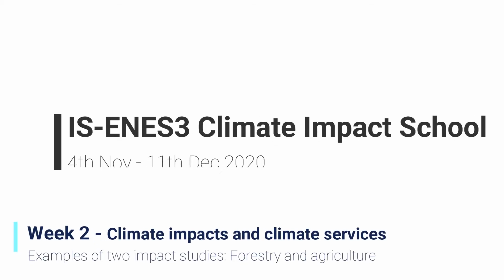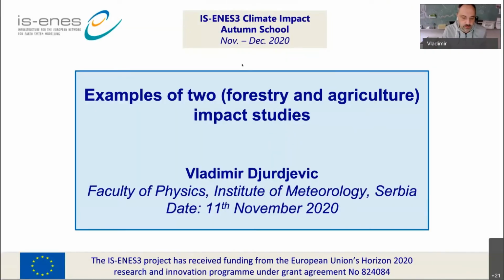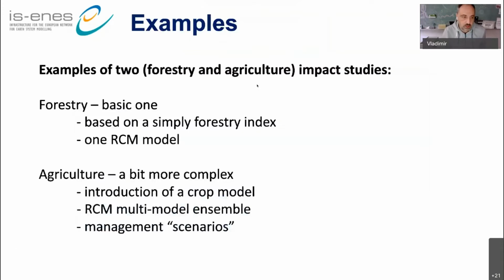Okay, I will just give you simple examples about the impact study in forestry and agriculture. For forestry, I will really use the basic one. It's a really super simple example based on a forestry index, and I will present an example which uses just one regional climate model.